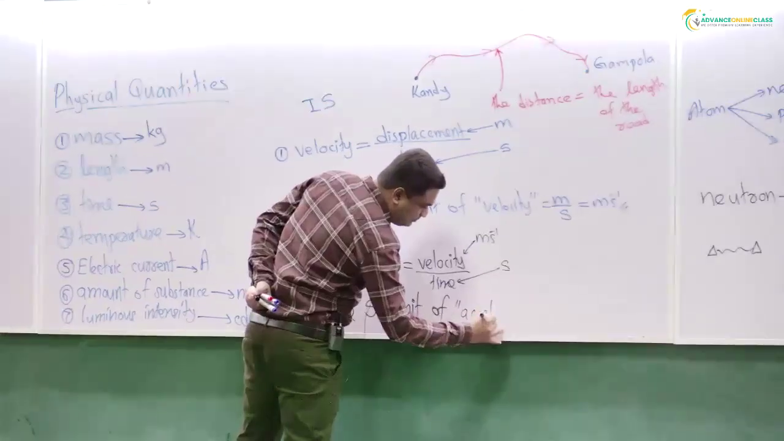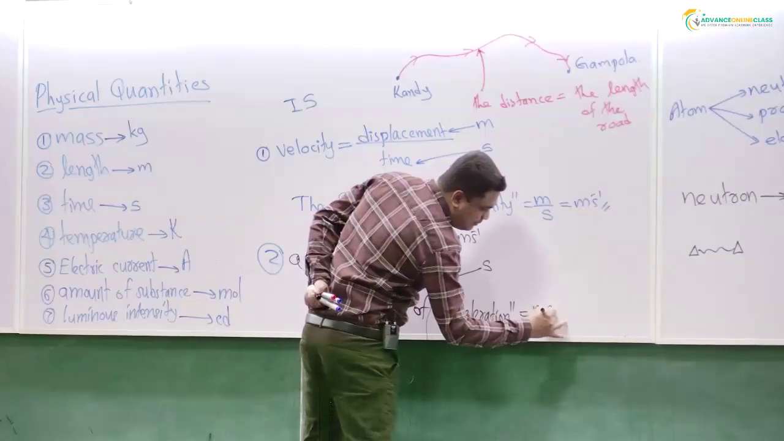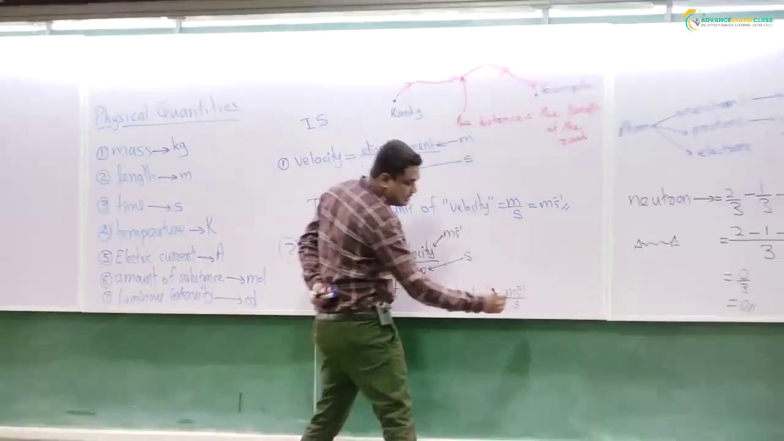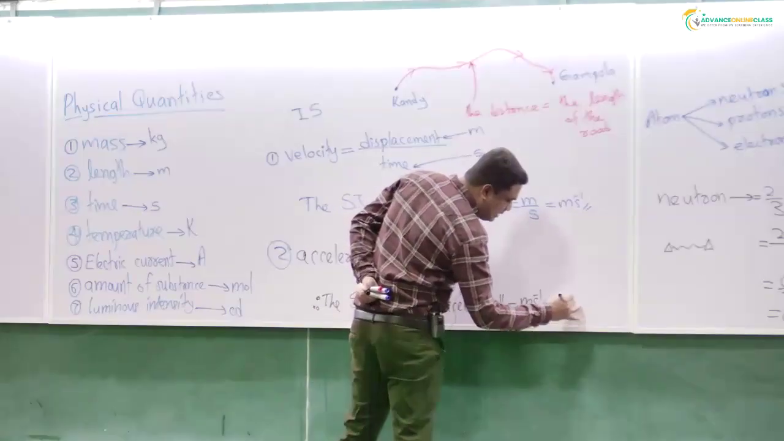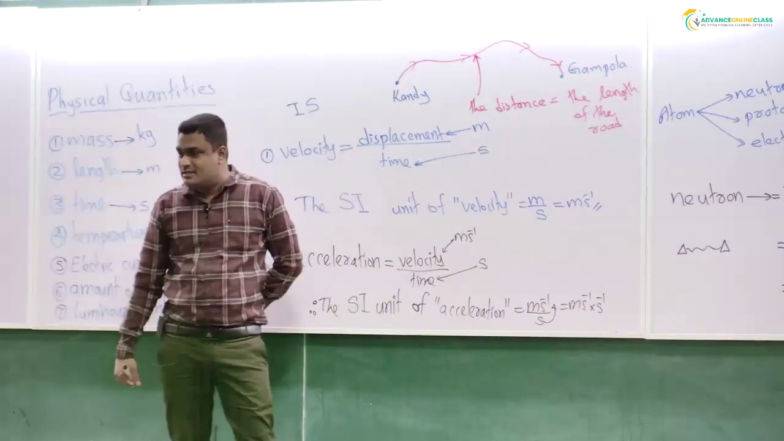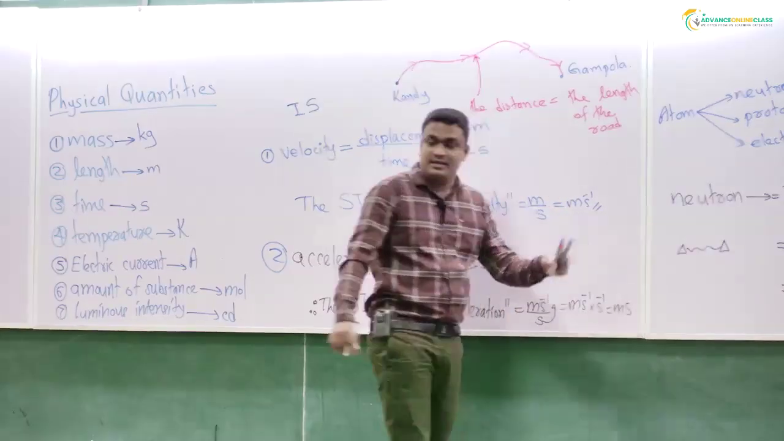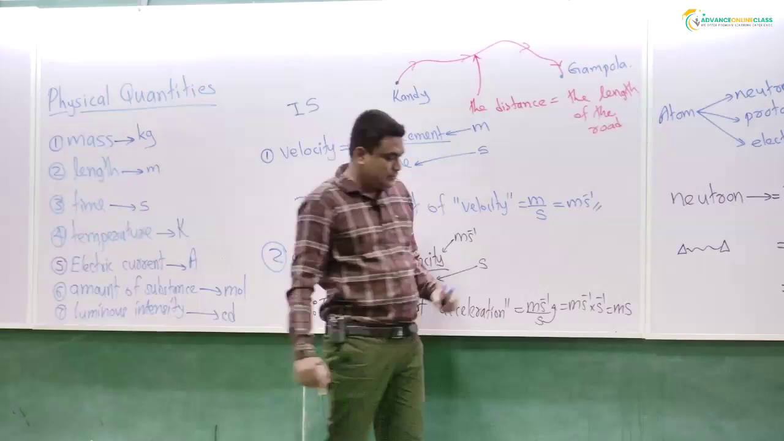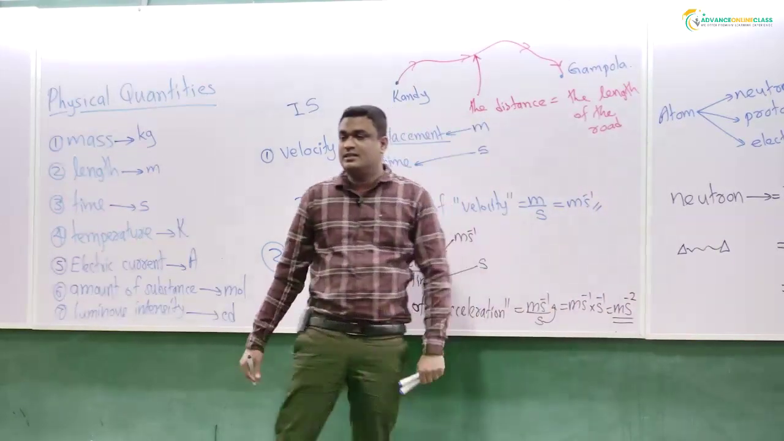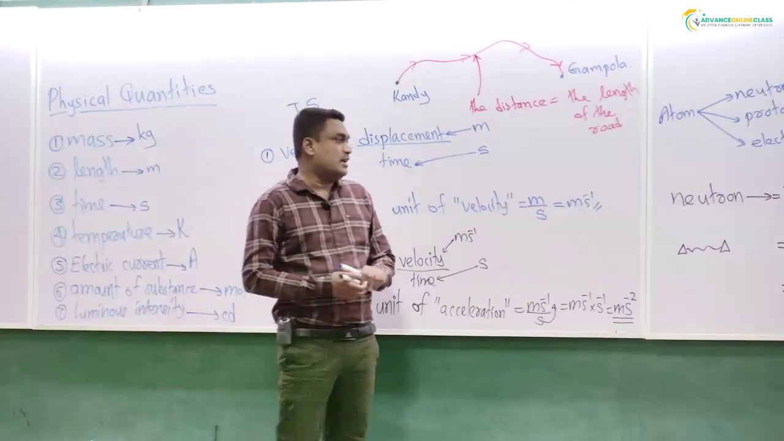So, therefore, what is the SI unit of acceleration? Acceleration is meter per second divided by seconds. This s comes up, then you get m s^-1 into s^-1, which is m s^-2. So what is the SI unit of acceleration? m s^-2.